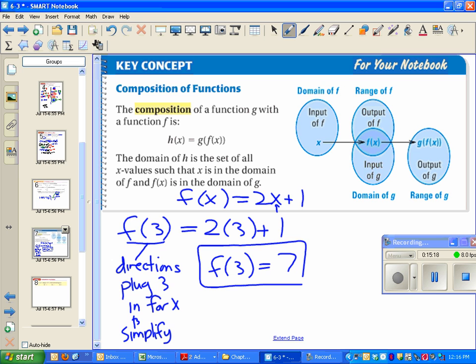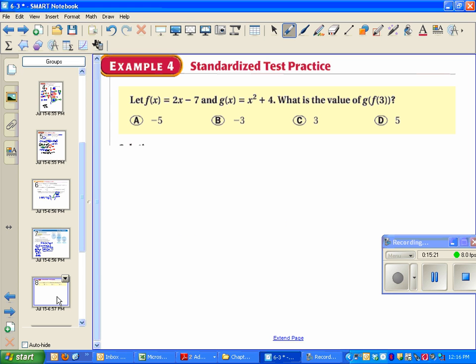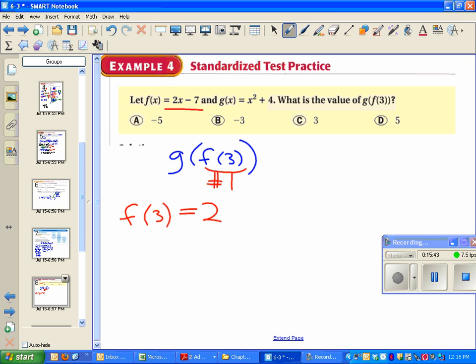Okay, when we combine two functions, for example 4, it says find g of f of 3. So we're going to work from the inside out. So we are going to start here. The first thing we're going to do, we're going to ignore the g and we're going to find f of 3. Those are directions. So f of x is right here. So I have 2 times 3 minus 7. And when I simplify that, I get 6 minus 7, which is negative 1. So I found f of 3. F of 3 is actually negative 1.